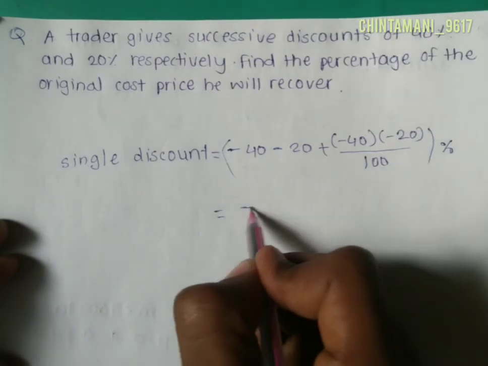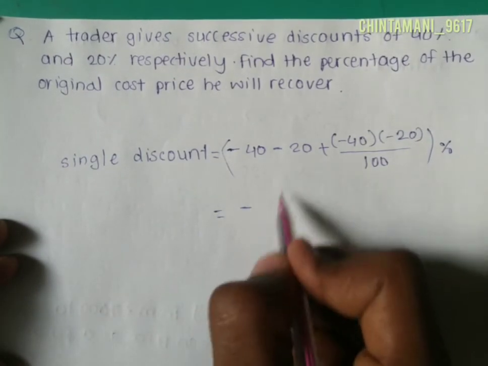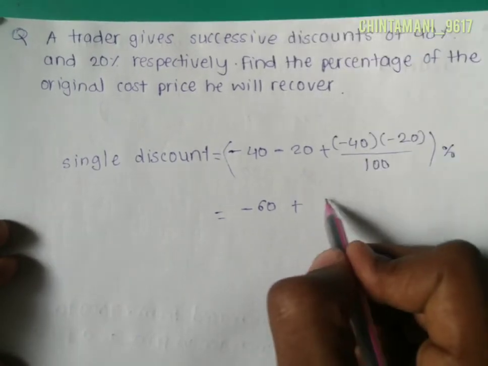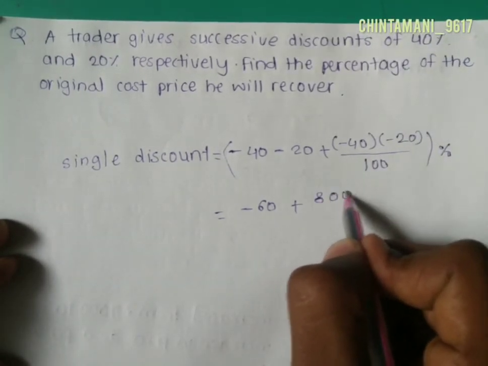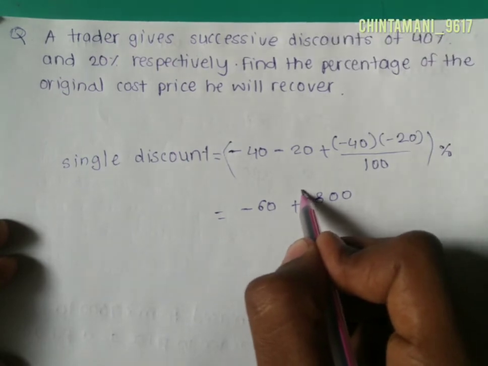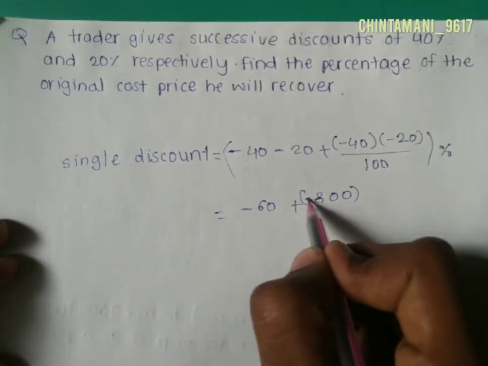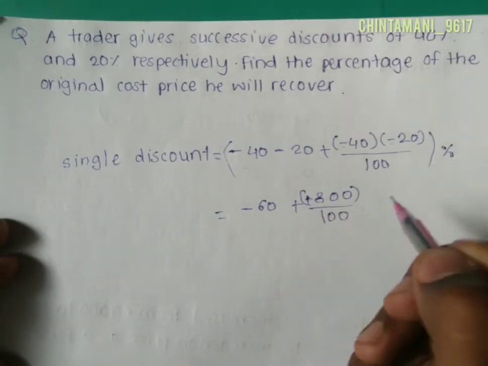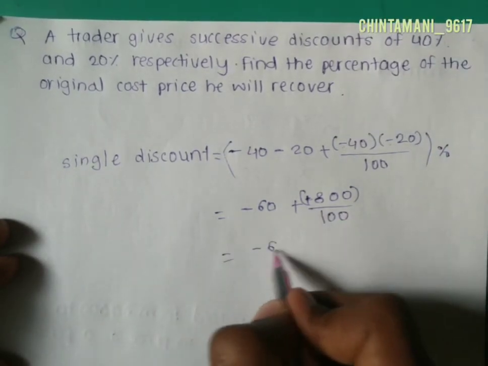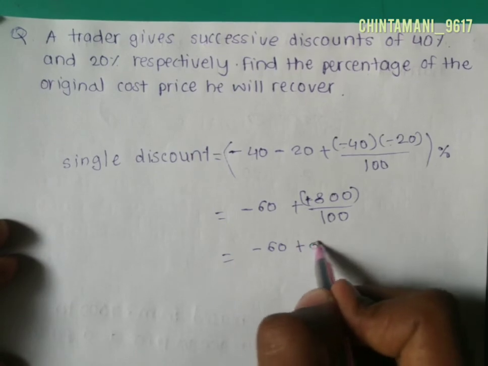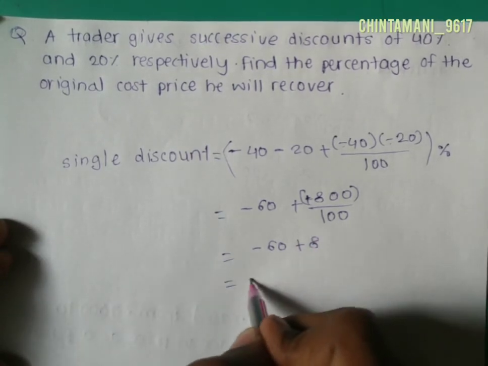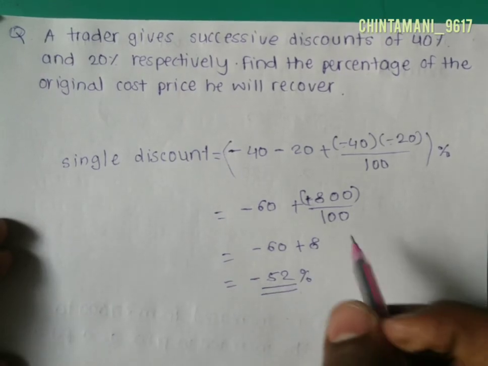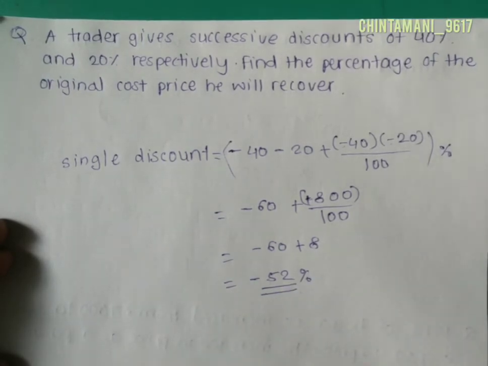So what will be our answer? 40, 20, 60, plus 800 divided by 100, where minus into minus is plus. So our answer will be minus 60 plus 8. So our answer will be minus 52 percentage. This will be the percentage of the original cost price he will recover.